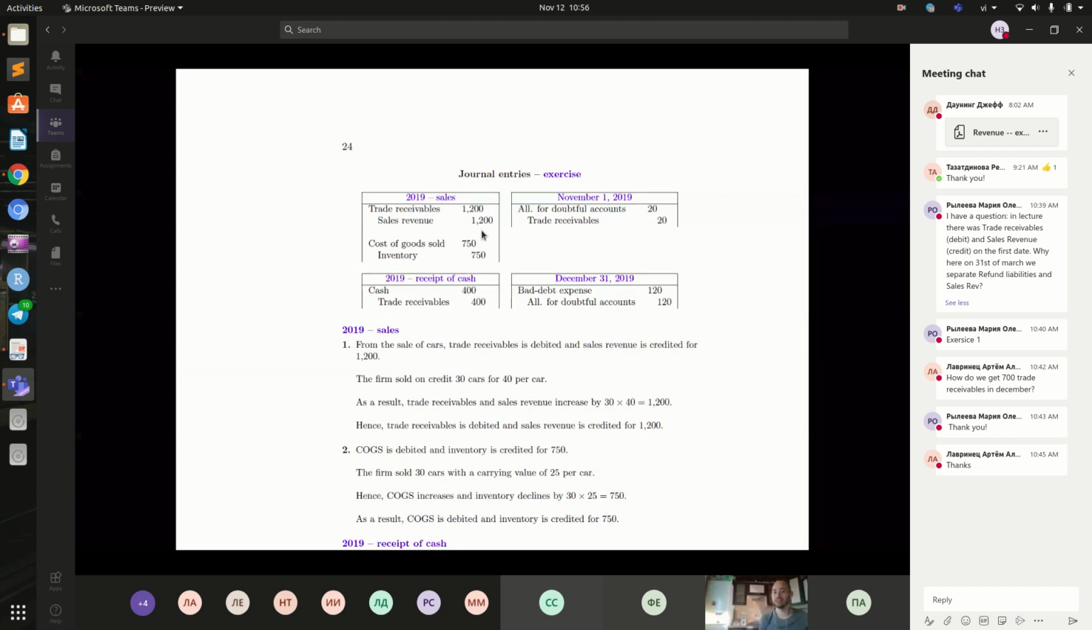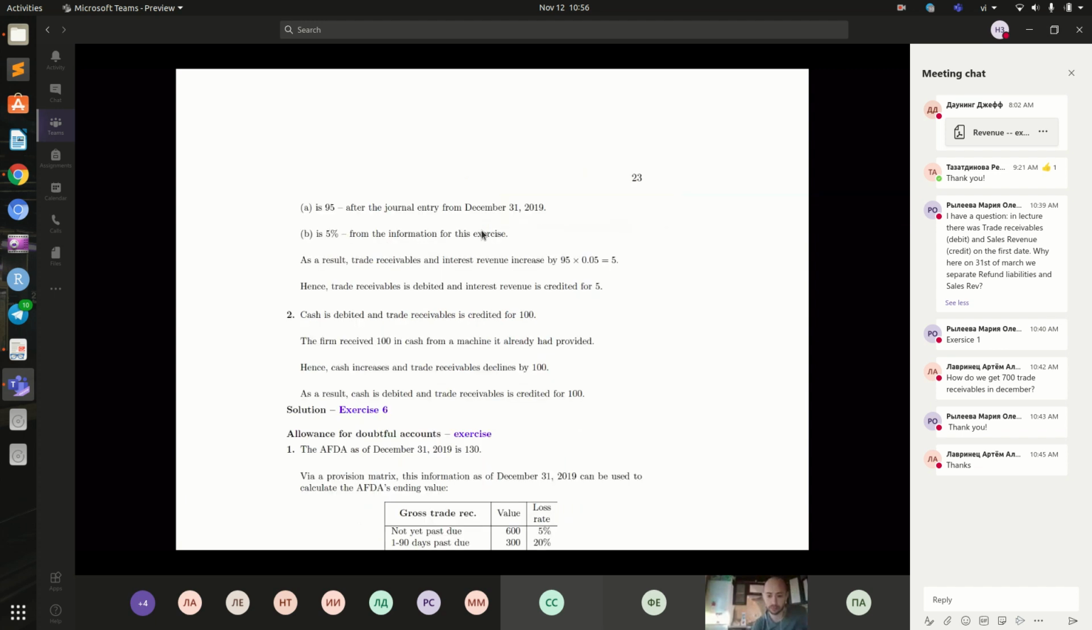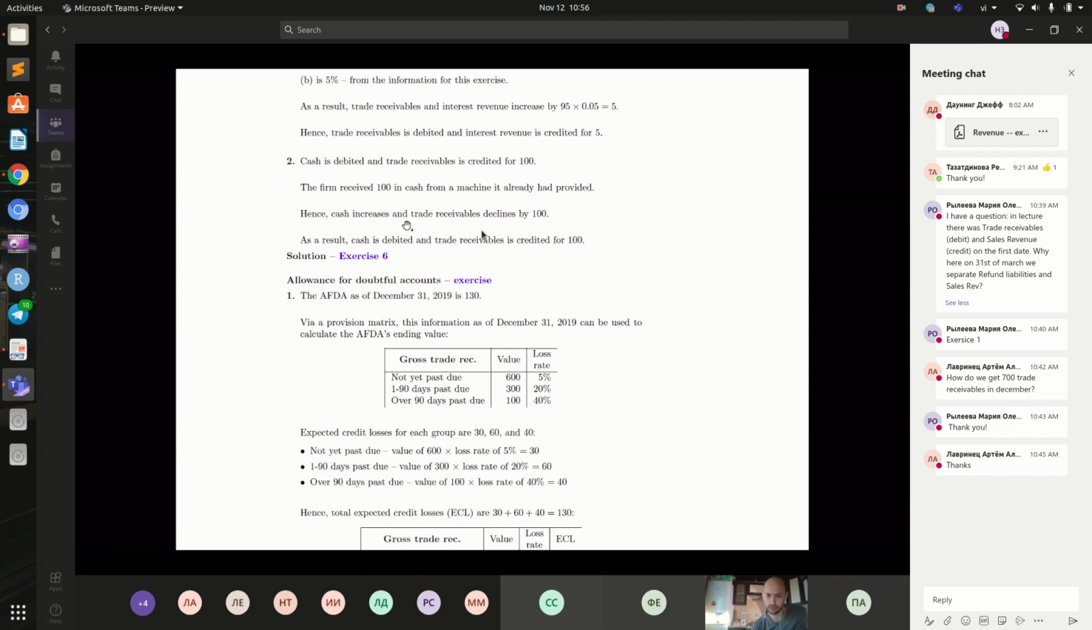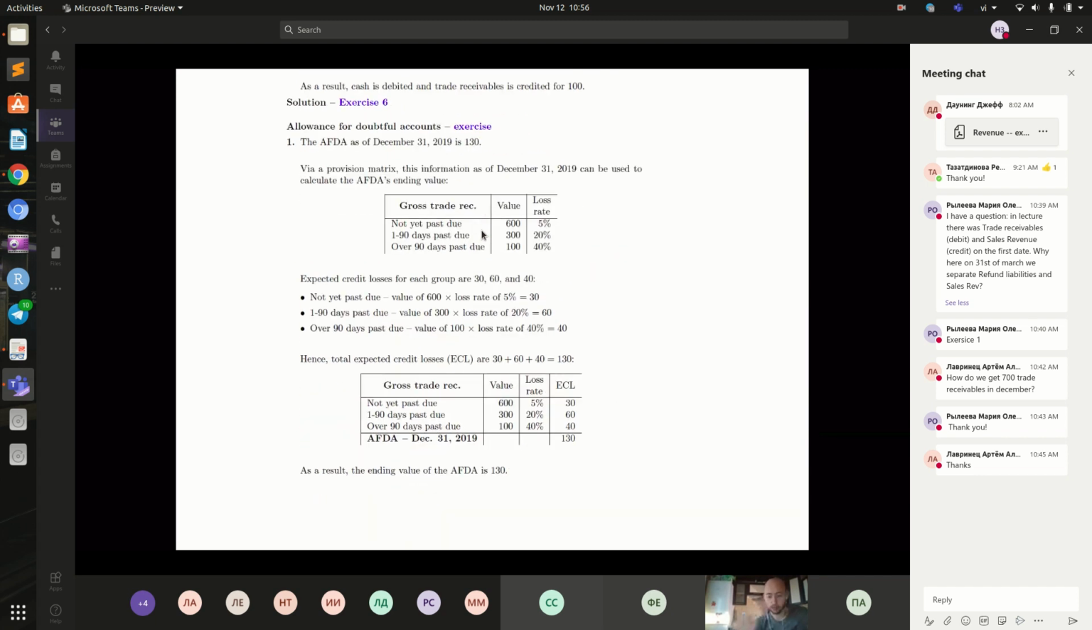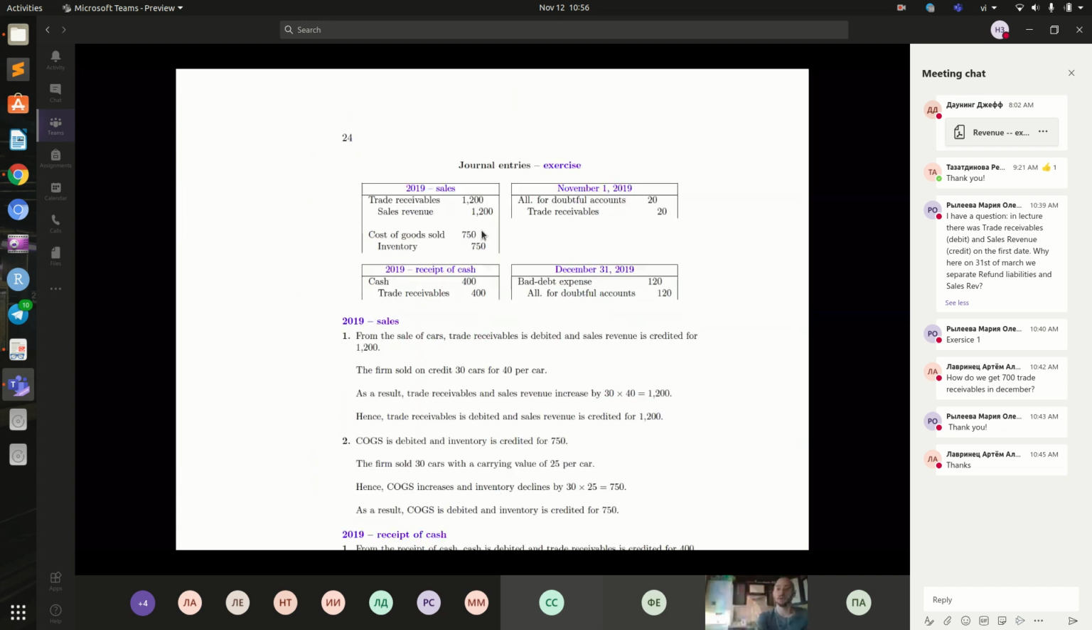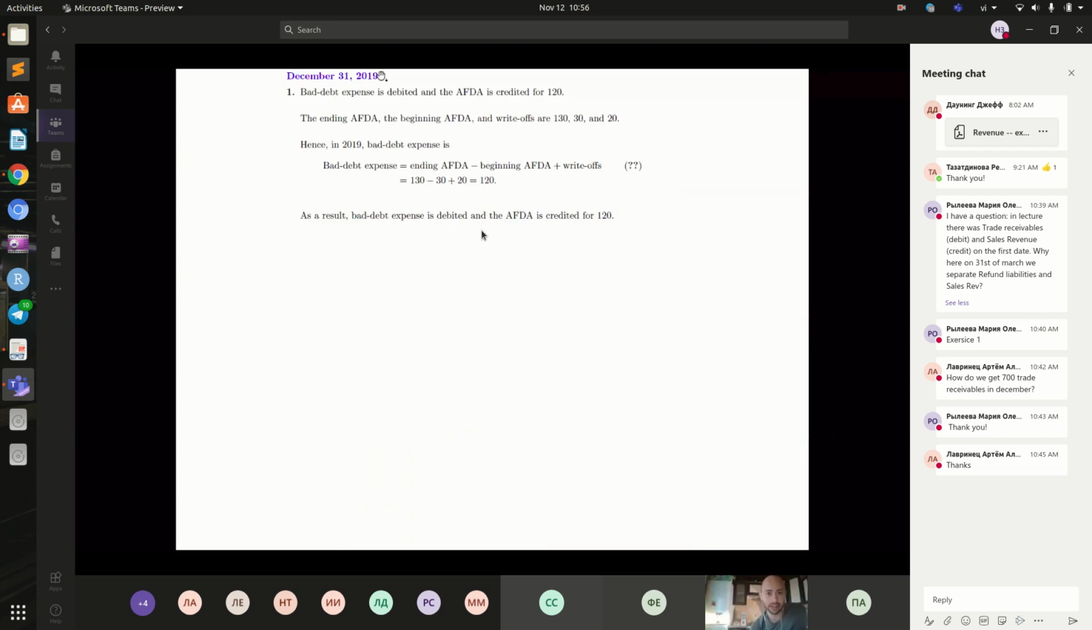We had the ending AFDA of 130 calculated here. We had a beginning allowance for doubtful accounts of 30 given in the information. Write-offs were 20 on November 1st, 2019. Hence, bad debt expense is 120: 130 minus 30 plus 20. Therefore, we debit bad debt expense and credit the AFDA for 120. So this is the equation that we use to calculate bad debt expense.